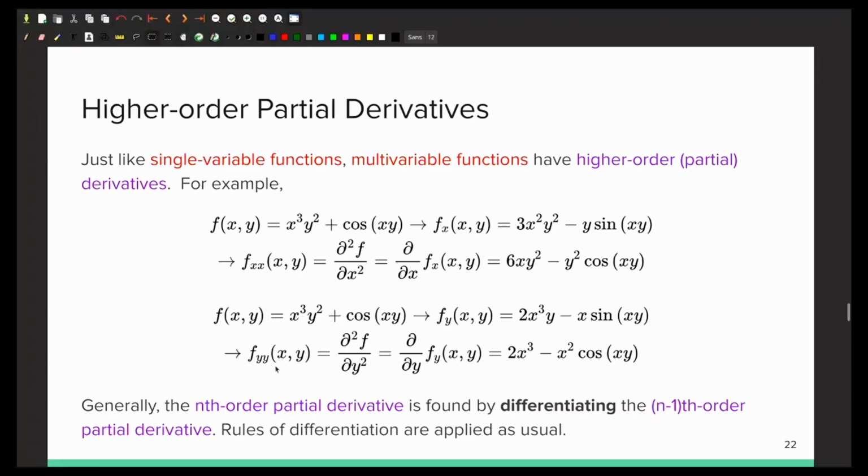So the same thing goes with f sub yy. Is that alright? So this one just differentiate one more time if they ask for a next higher partial derivative. Any questions? So then what is the meaning of f sub xx and f sub yy?